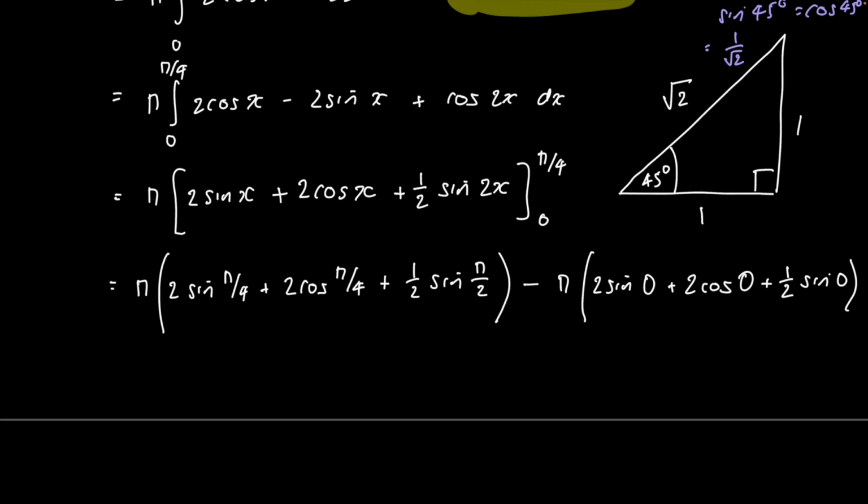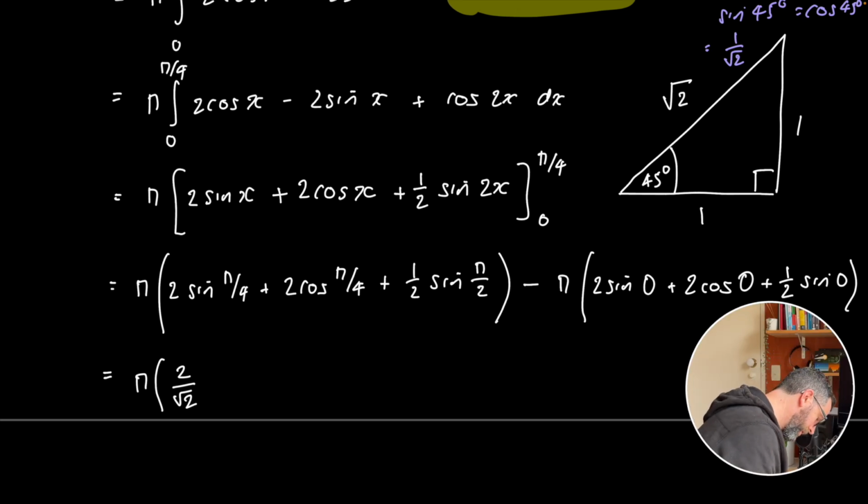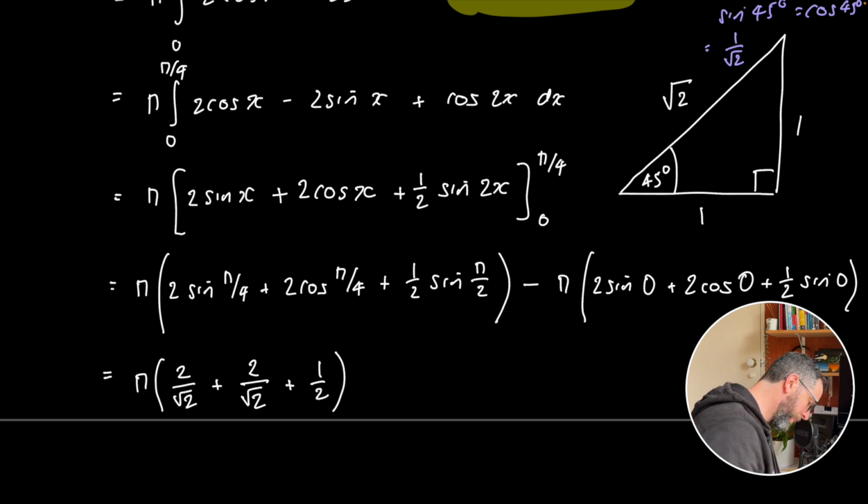So let's just plug in the pieces. So that equals pi, all times 2 sine pi over 4. That's going to be 2 over root 2. Which also happens to just be root 2, we'll fix that in a minute, plus 2 cos pi over 4, that's the same thing again. Cos pi over 4 is the same as sine pi over 4, so another 2 over root 2. Half of sine pi over 2, well that's sine 90 degrees, which we know is going to be 1, so that's plus 1/2, minus pi times 2 sine 0, that's 0, 2 cos 0, that's 2. And 1/2 of sine 0 is also 0, so it's just minus 2 pi.